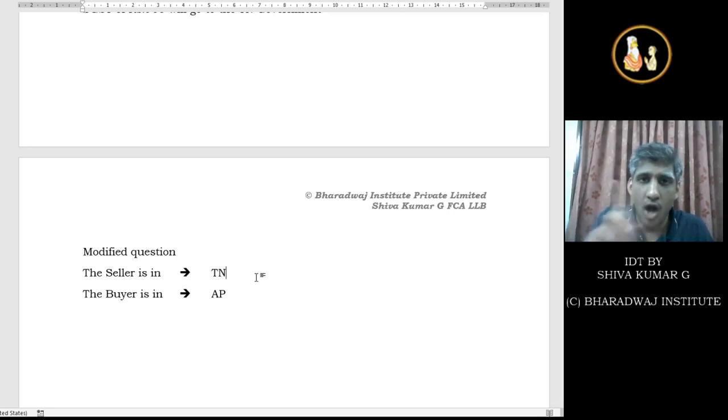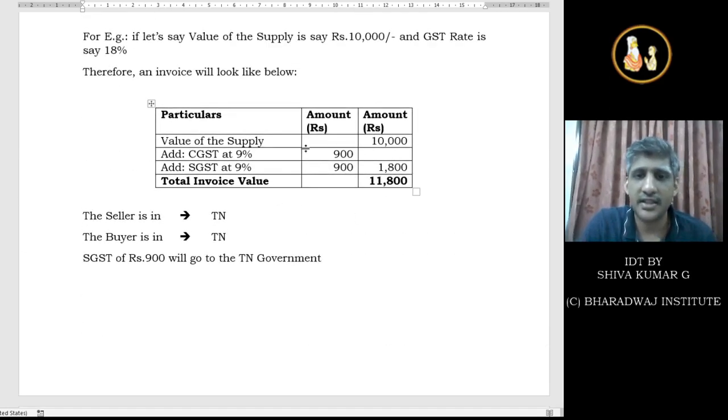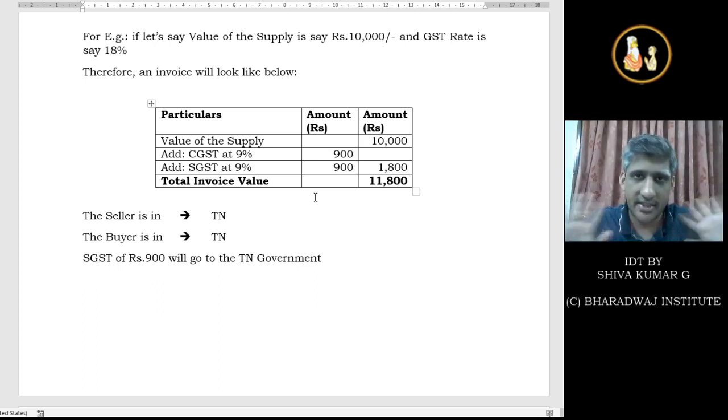The question is not what is IGST, CGST, SGST. The question is very simple. 50% of GST has to go to the state government. That is the understanding. 50% of the GST has to go to a state government. Yes. Now the central government is ready to give 50% to the state government.